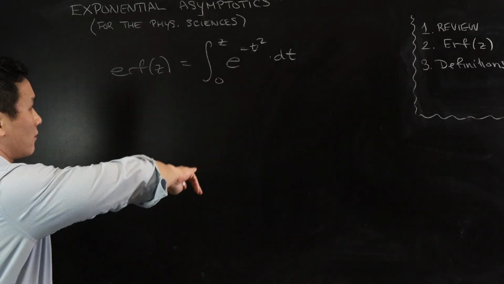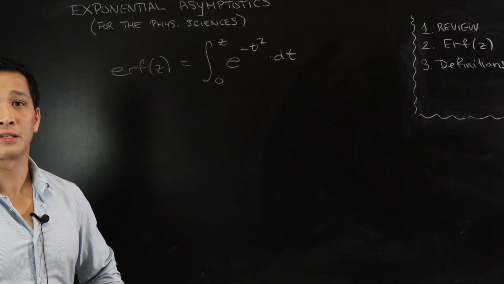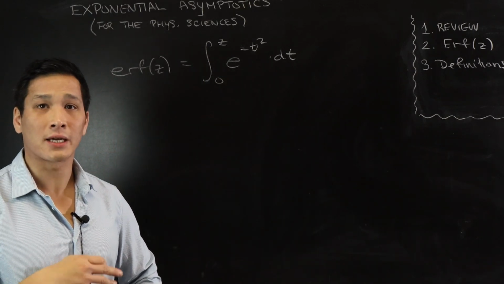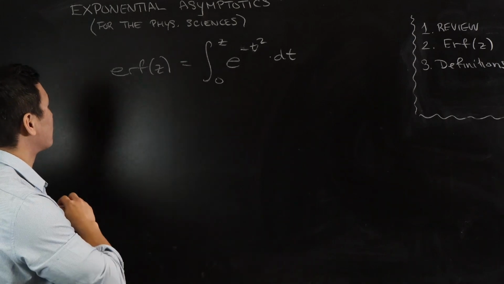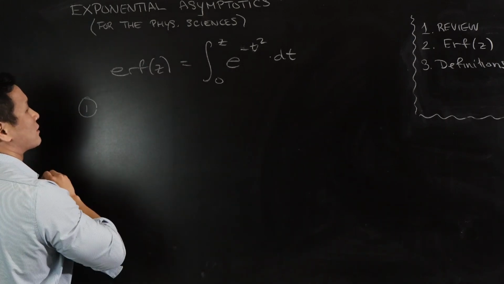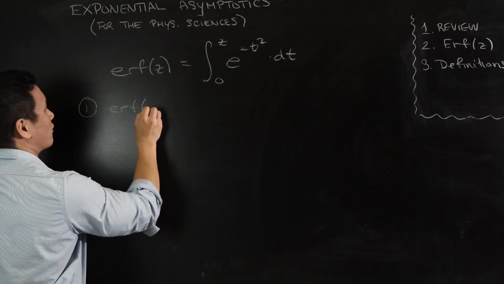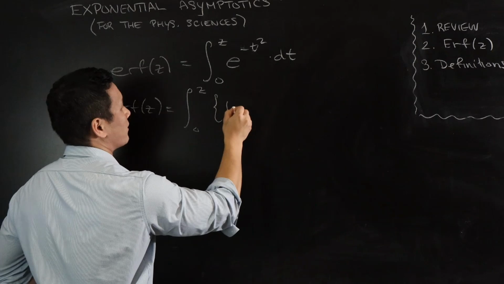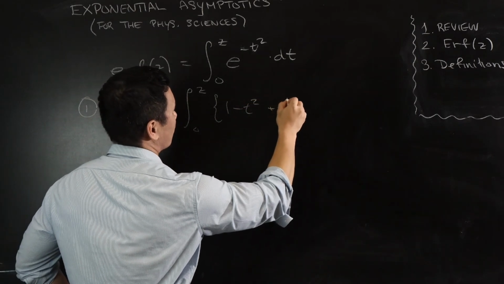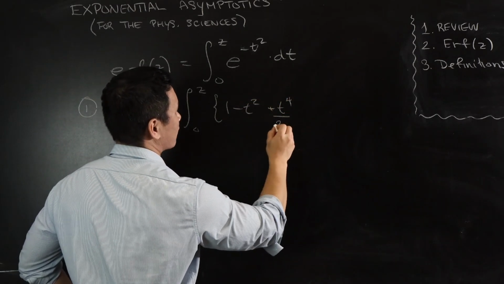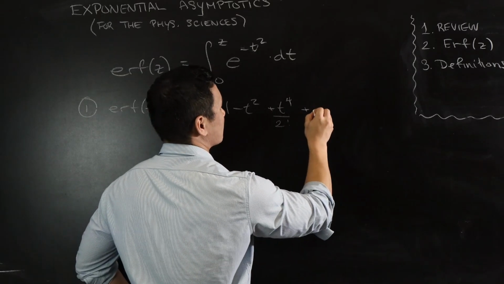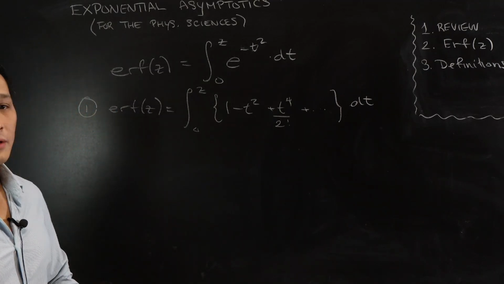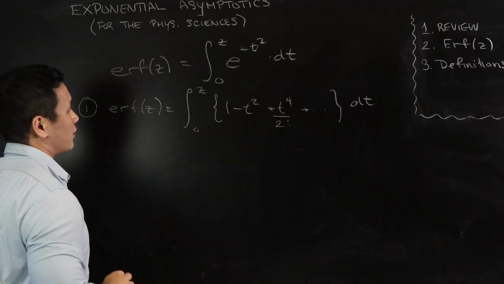And this is a function that's highly humped at 0, so it makes sense for us to try to expand the exponential into a Taylor series about t equals 0. So in the first method, that's what we're going to do. We're going to write erf as the integral from 0 to z of 1 minus t squared plus t to the 4 over 2 factorial plus dot dot dot. Okay, that's very straightforward, and then you just integrate things as usual.